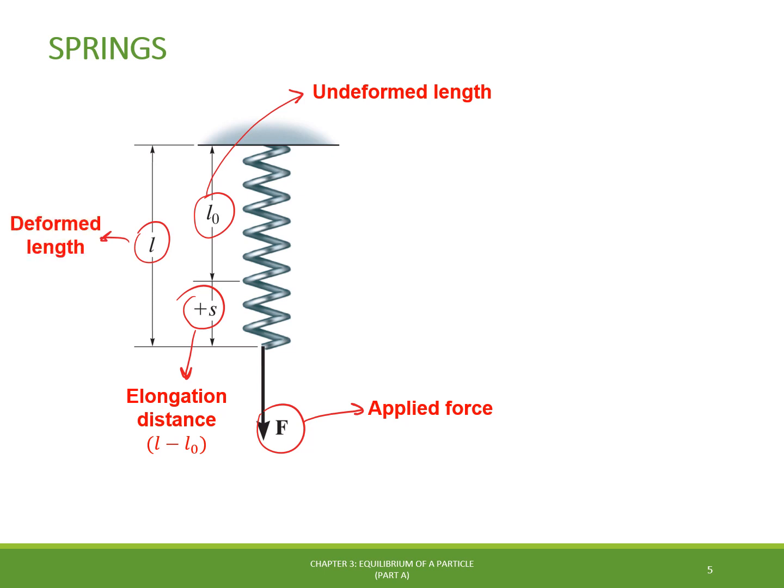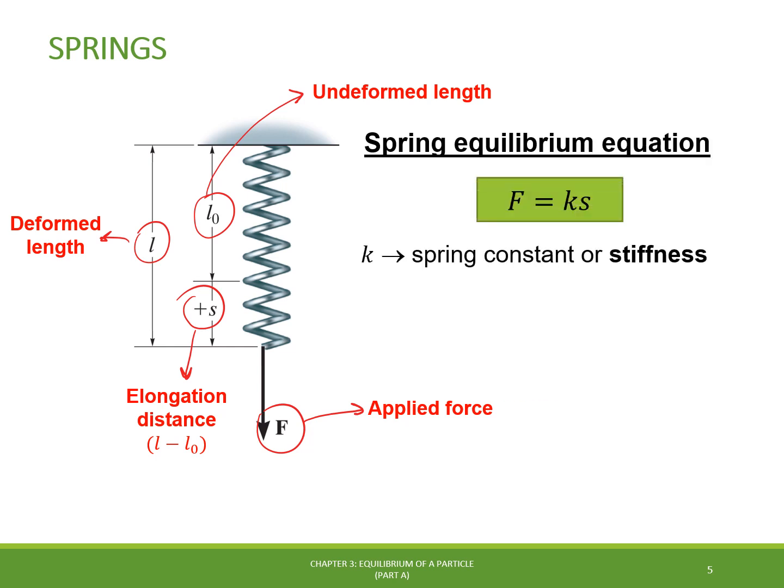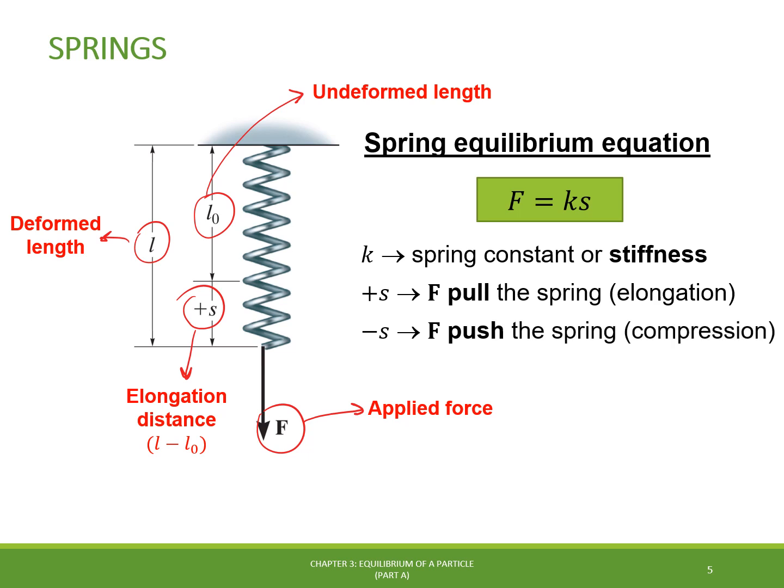For this case, if a particle is pulling the spring on, we can write the equilibrium condition for the spring through this linear equation, in which we consider the quantity K, that is the spring constant or stiffness, and the elongation distance S. On the other hand, if the particle is pushing the spring, then we have a compression distance defined by minus S.